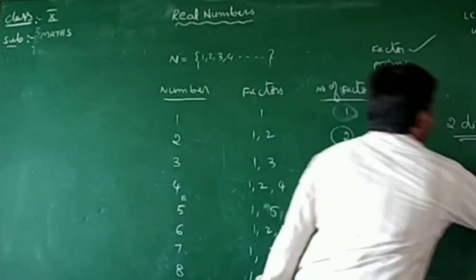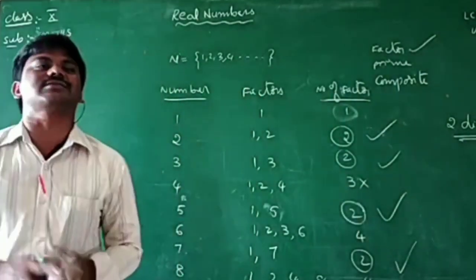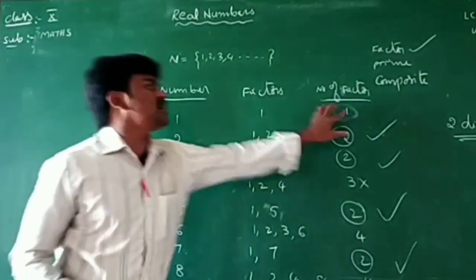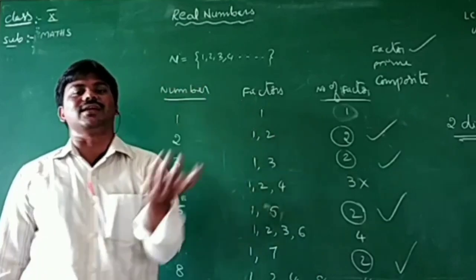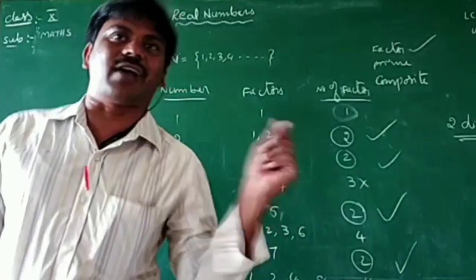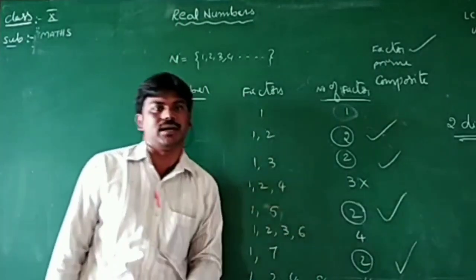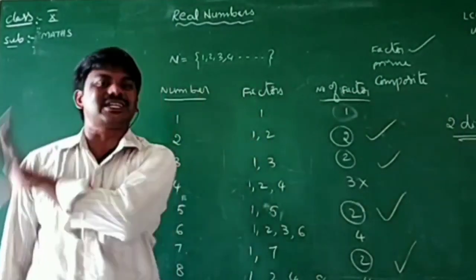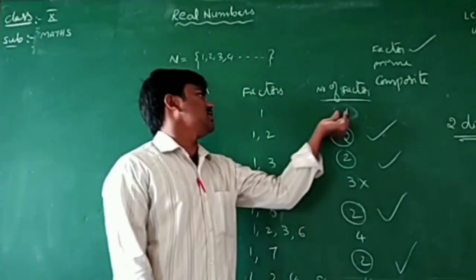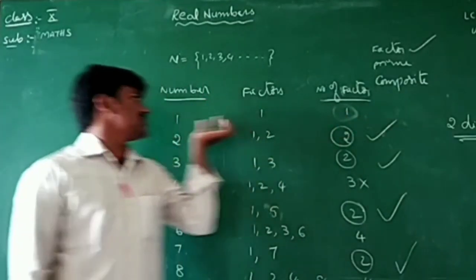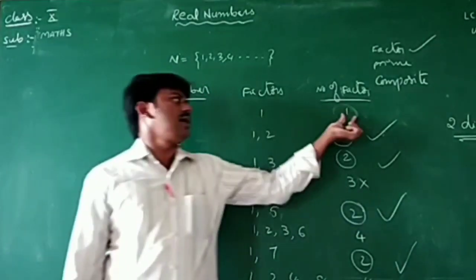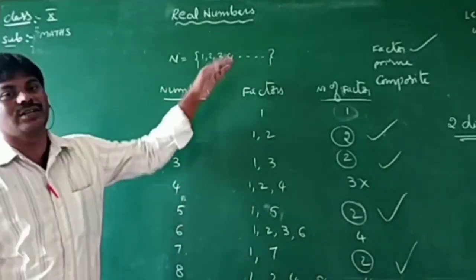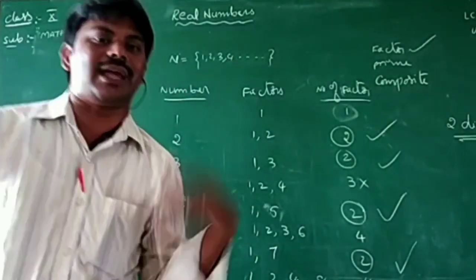Exactly two different factors. See, most of you think one is a prime number and get confused about why it is not a prime number. To qualify as a prime, it must have exactly two distinct factors. Only one factor is there for 1, that's why one is not a prime number. Some of you are asking about 0. Is 0 prime or not? You are getting some doubts.